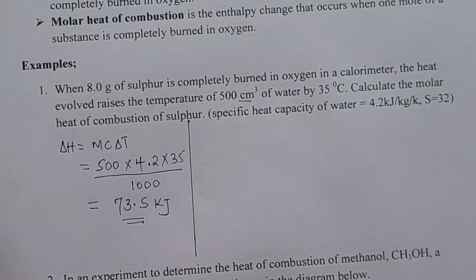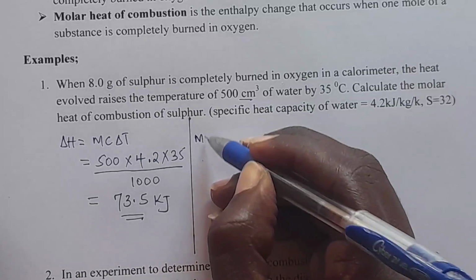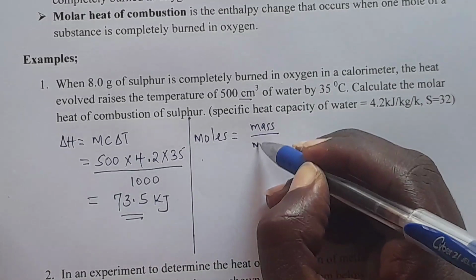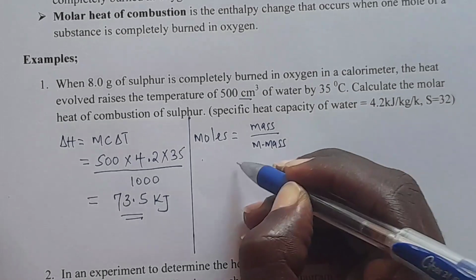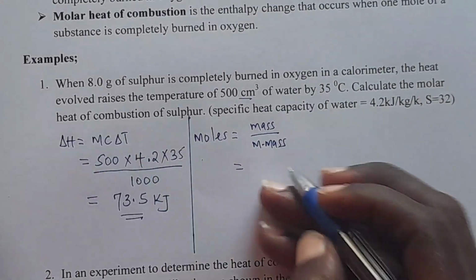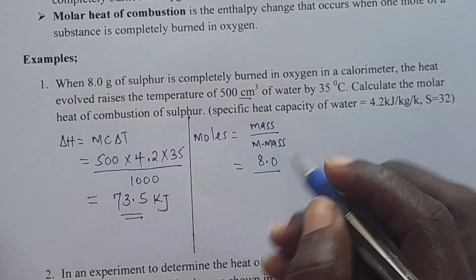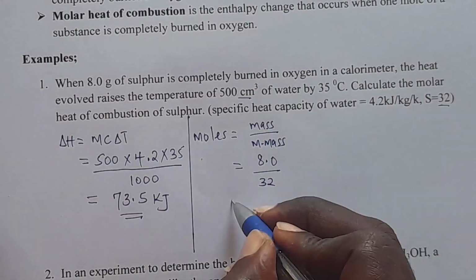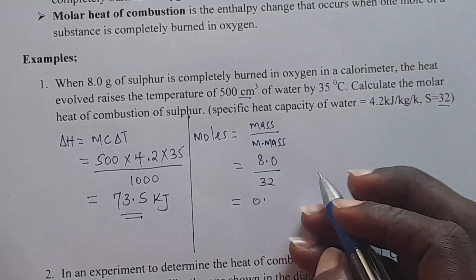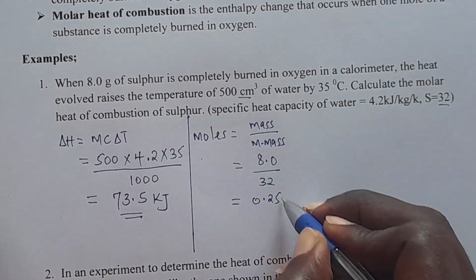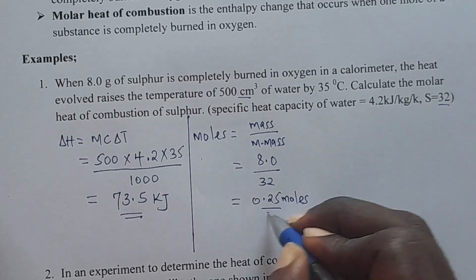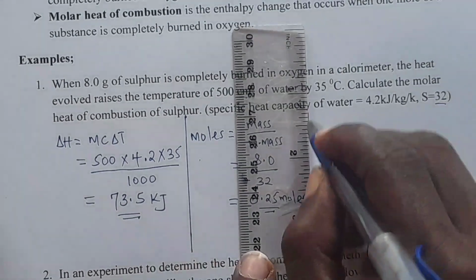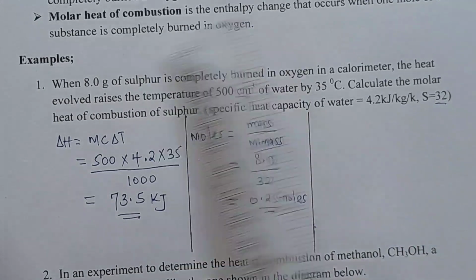Next step, we have to get the number of moles. Moles is given by mass over molar mass. The mass given here is 8.0 grams of sulfur divided by the RFM of sulfur, which is 32. So here we are going to get 0.25 moles.